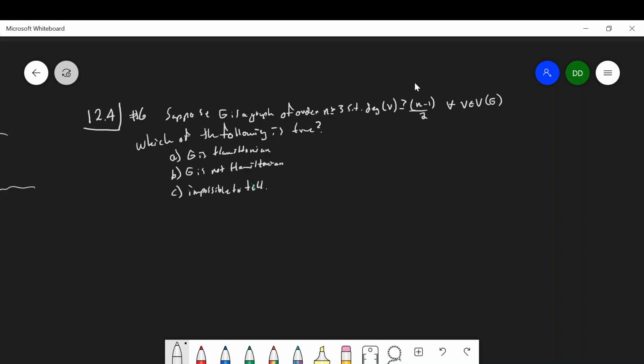So this is sort of in reference to the theorem that says that if the degree of every vertex is greater than or equal to half of the order of the graph, if you have this degree condition, then G is Hamiltonian.